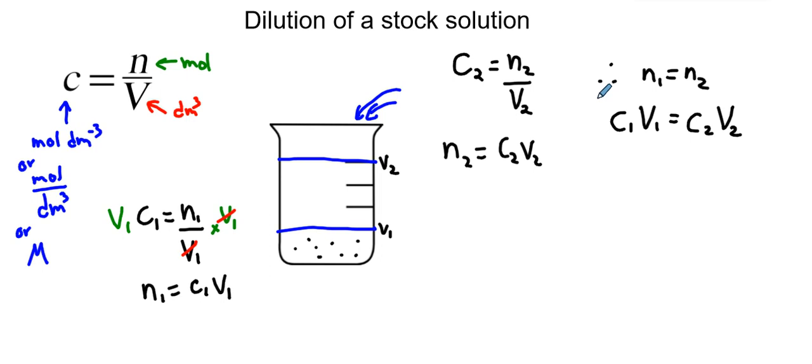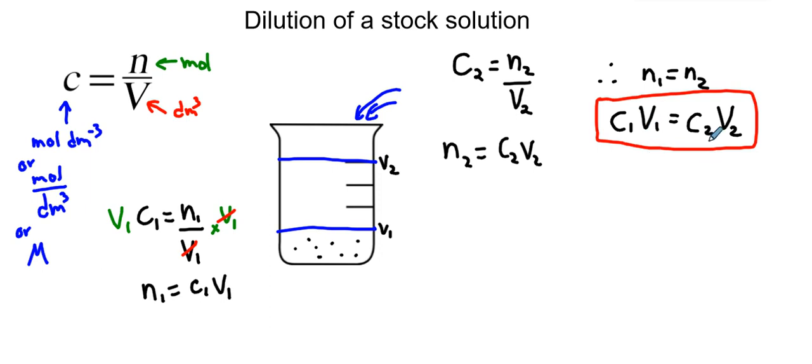And this is my equation for the dilution of a stock solution, or dilution of any solution for that matter. If I know my original concentration and my original volume, I can calculate one of the other two values, either my final volume or final concentration. Typically, what I'll know is my original concentration, my target concentration at the end, and my final volume, and I'm wondering how much of this stock solution I need.